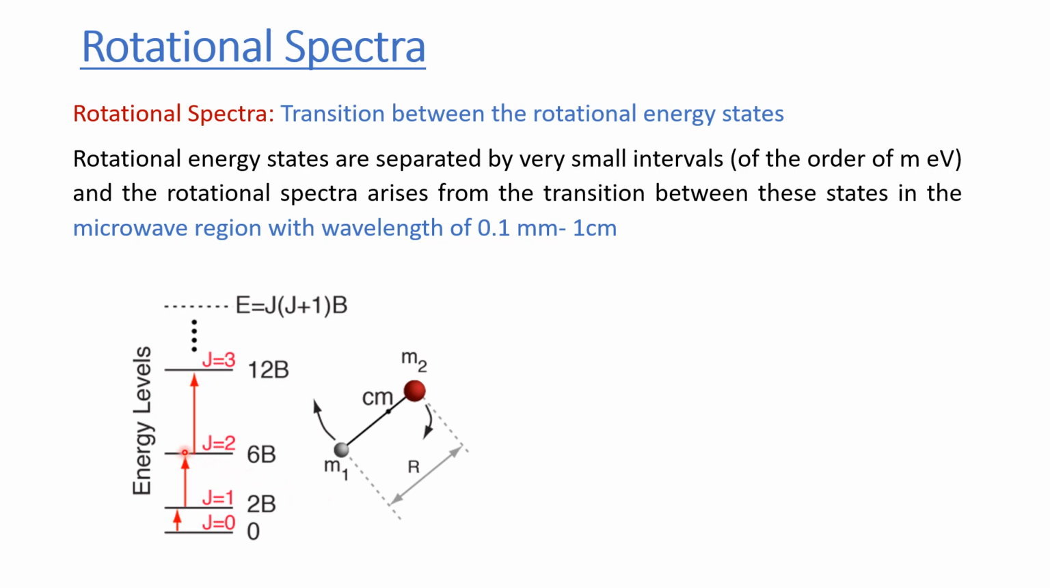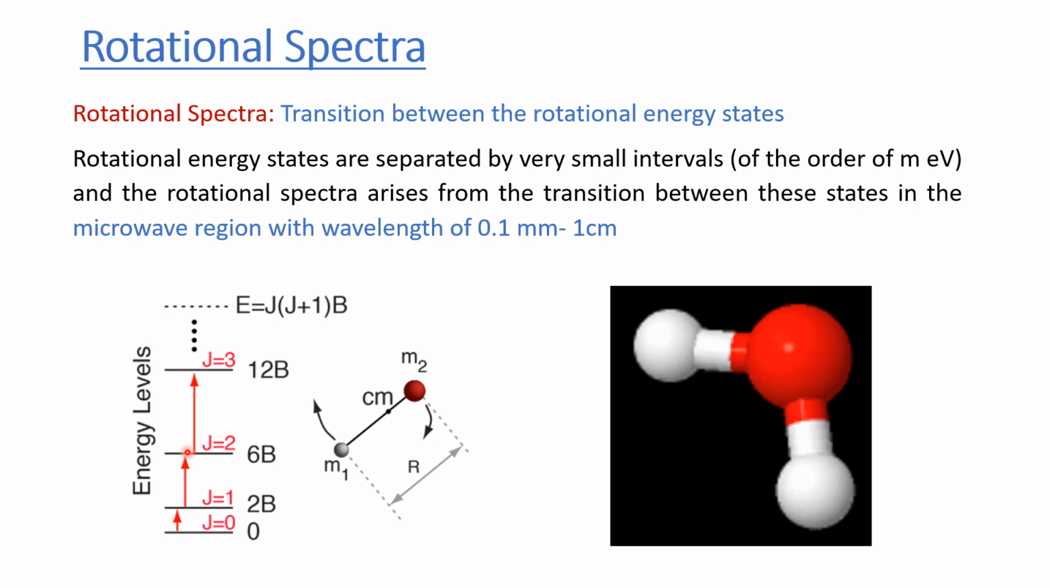For example, if the molecule is raised from J equal to 0 to J equal to 3, you will have an absorption spectrum. And if the molecule comes down from J equal to 3 to J equal to 2, you will have an emission spectrum. In this way, you will have a rotational spectra of the molecule.